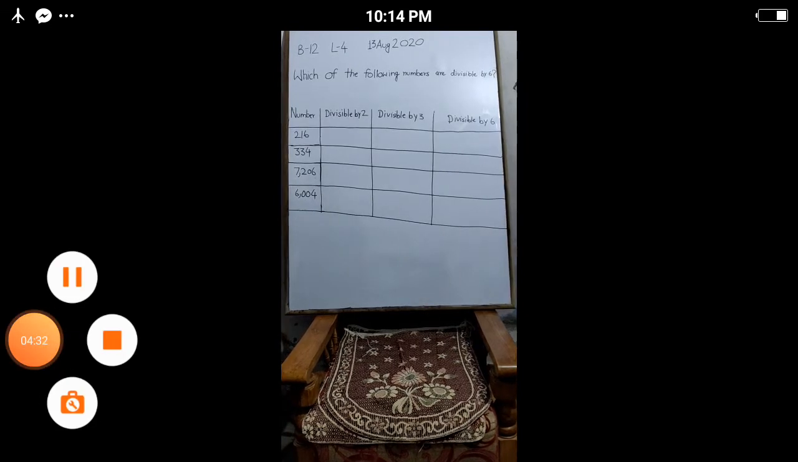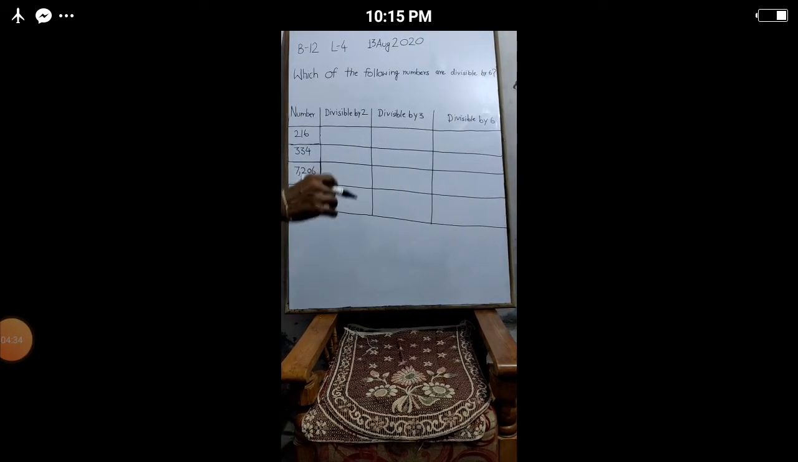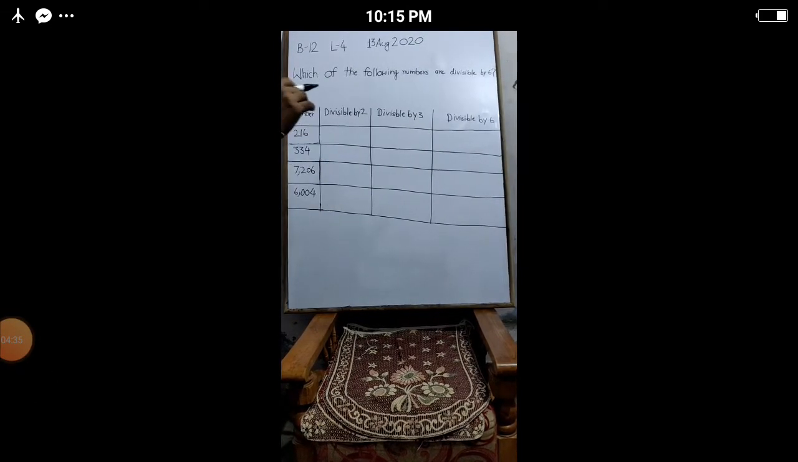Children, this is the second question. Which of the following numbers are divisible by 6? Children, the divisibility rule says a number is divisible by 6 if it is divisible by both 2 and 3. So here the first number is 216. It ends with 6, so it is an even number, so divisible by 2.